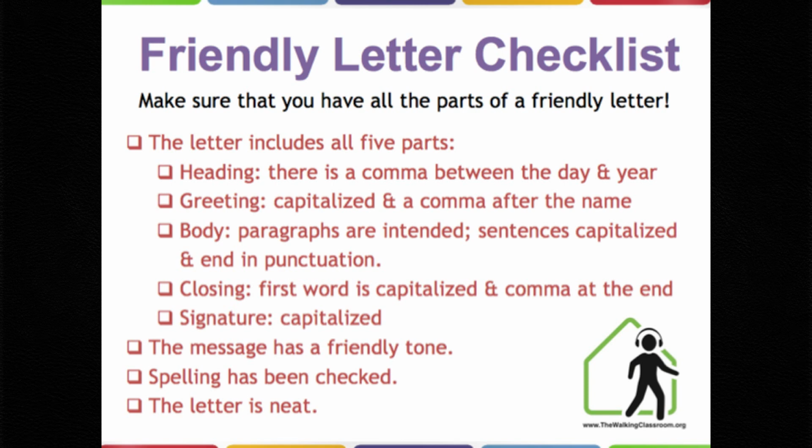Third, you should have a body. In the body, the paragraphs are indented, sentences capitalized, and you have punctuation at the end of each sentence. The next part you're checking for is the closing. In the closing, the first word is capitalized and there's a comma at the end. And the last thing you're going to check for is your signature. Remember to write in cursive if you can, but if you can't, you may write in print. The next thing you're going to check for is to make sure that your message has a friendly tone. Also, make sure spelling has been checked and make sure that your letter is written neatly.